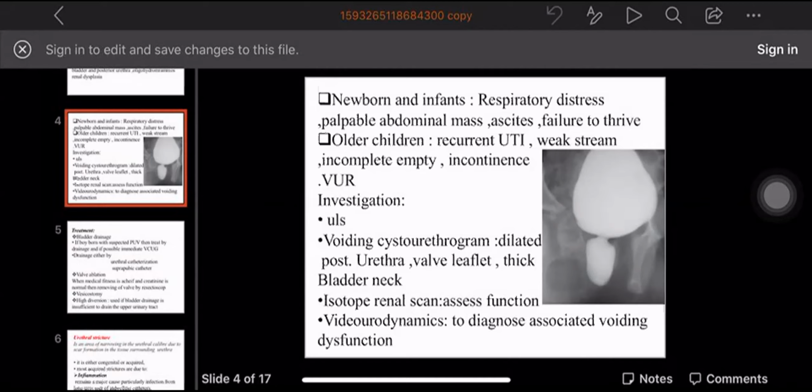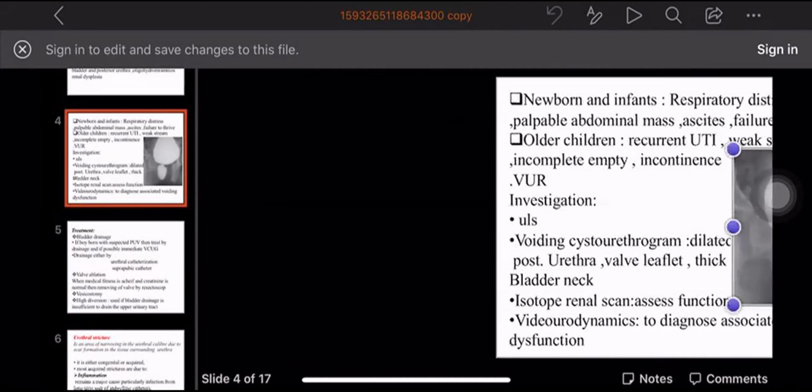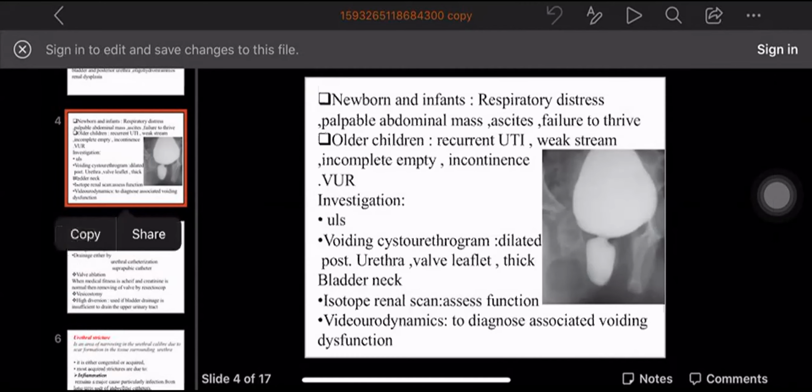Now, what do we do for this patient as investigation? Investigations, we can benefit from ultrasound and voiding cystourethrogram. In the voiding cystourethrogram, as you see in this picture, there is a dilated posterior urethra and valve leaflet sometimes appears, and a thick bladder neck, some hypertrophied bladder neck. Sorry, this picture we keep in mind, they call this picture the keyhole sign.